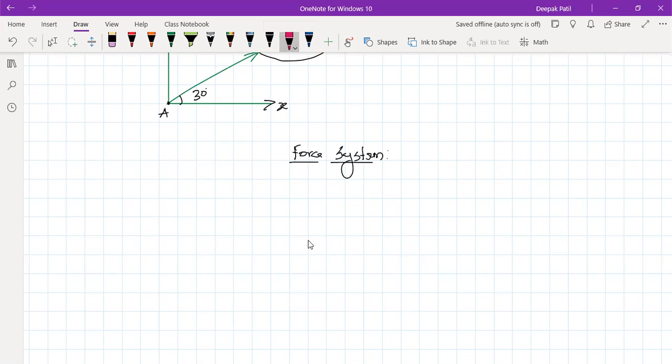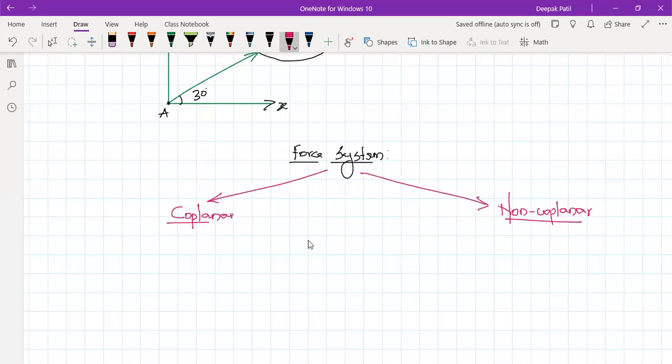Now we have some broad categories here. Let me just introduce you to those categories. The first category is coplanar, and the second is non-coplanar. Okay, right. Now, what do you mean by coplanar? Coplanar is the one wherein all the forces lie in the same plane. Okay, when all the forces lie in the same plane, so those kind of force system we call it as a coplanar.